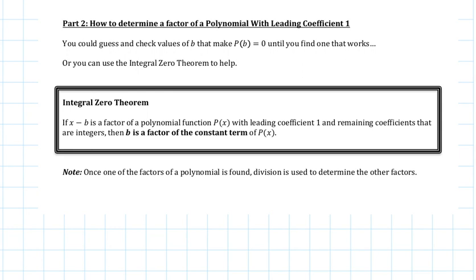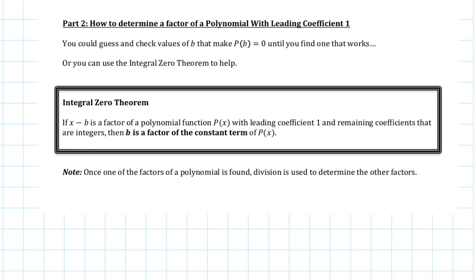How to determine a factor of a polynomial with leading coefficient 1. So in this case, they've been giving us numbers and asking us to find if it's a factor or not. To determine, you could guess and check values of b that make p of b equal 0 until you find one that works. Or you can use the integral zero theorem to help.